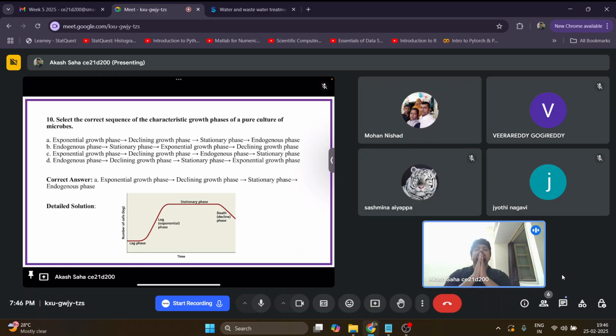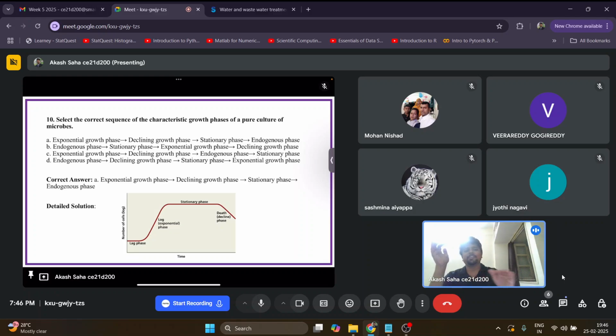Yeah, so in the endogenous phase, by the time we reach it, most or all of the food has been utilized. There is no additional substrate now. So either the bacteria will feed onto itself or onto some other bacteria. At that time the death rate will be more than my growth rate. That's why the decline starts coming.